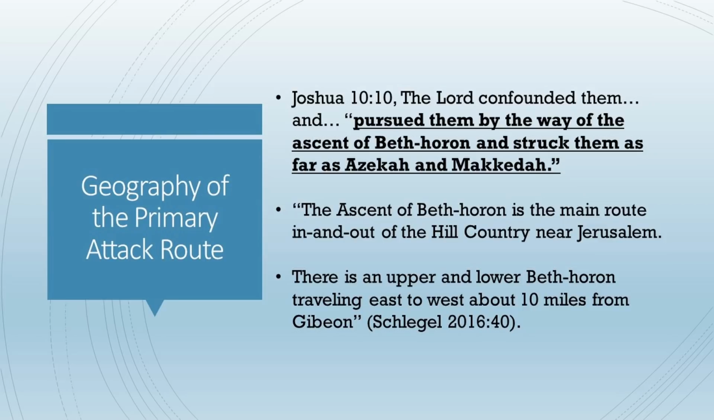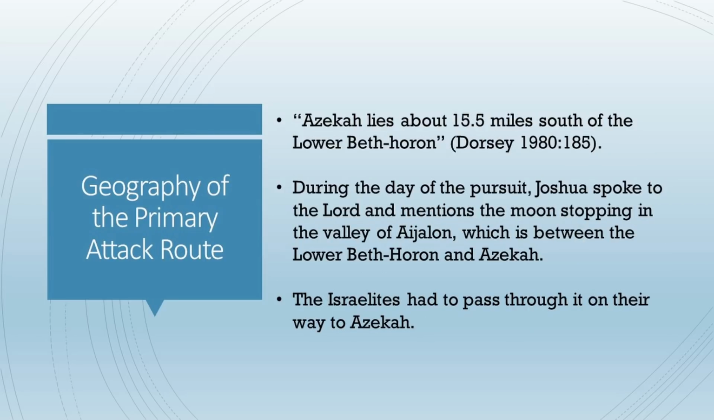The ascent of Beth Horon is the main route in and out of the hill country. There is an upper and lower Beth Horon, running about 10 miles from east to west, coming from Gibeon. And then Azekah lies about 15.5 miles south of the lower Beth Horon. During the day of the pursuit, Joshua mentions something that gets a little controversial, so I don't do a deep dive into this either.